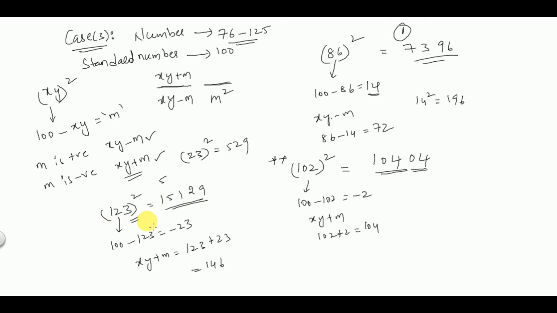This will be the square of 123: 15129. Okay, so using this simple trick we can find the square of any number between 76 and 125.